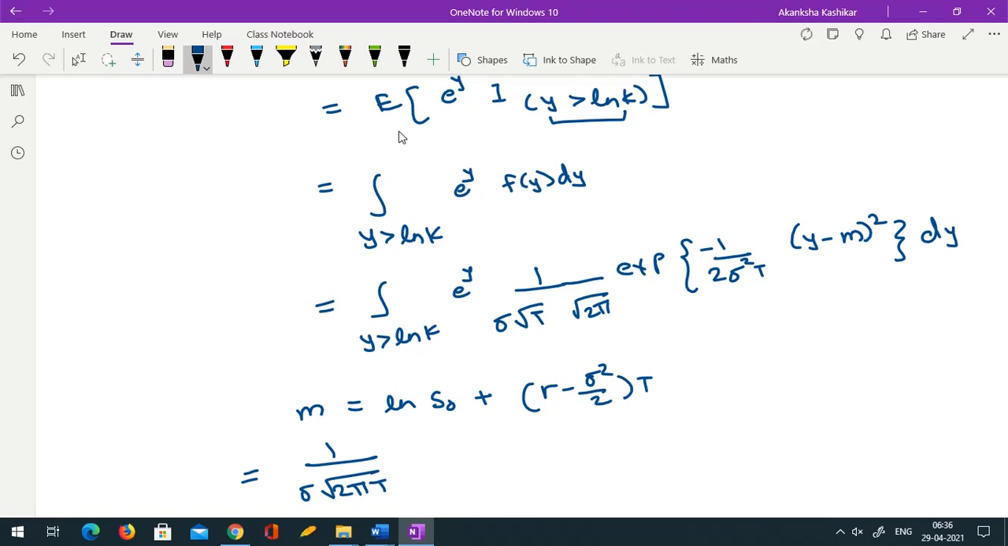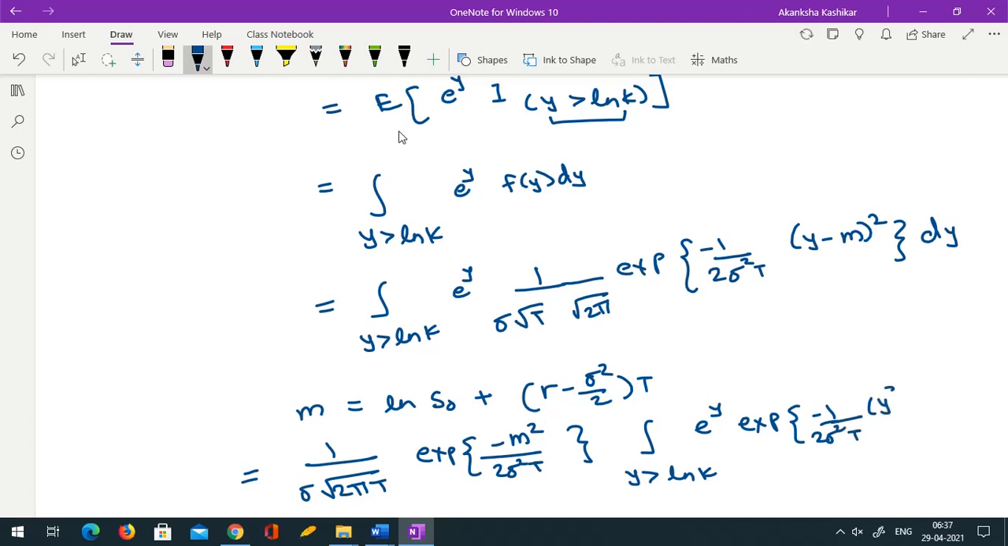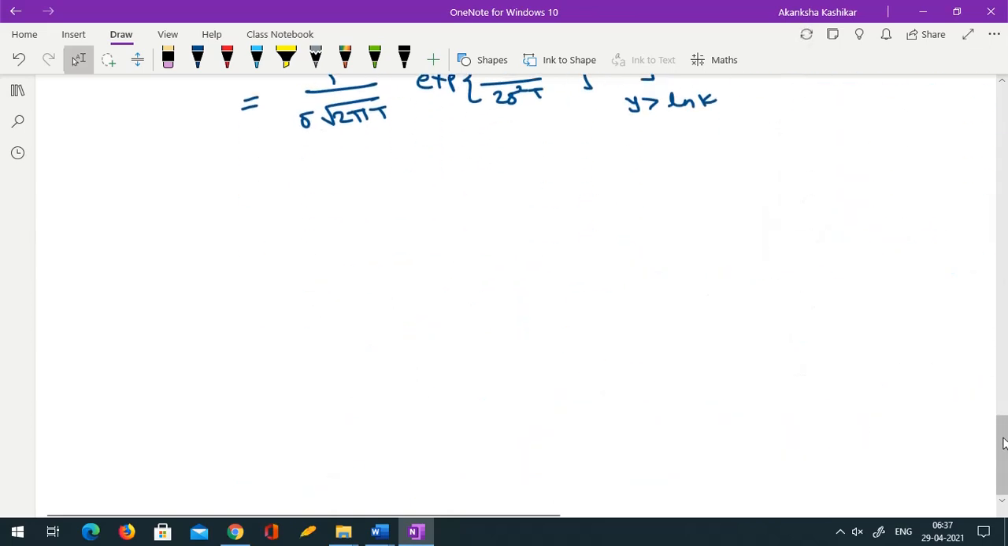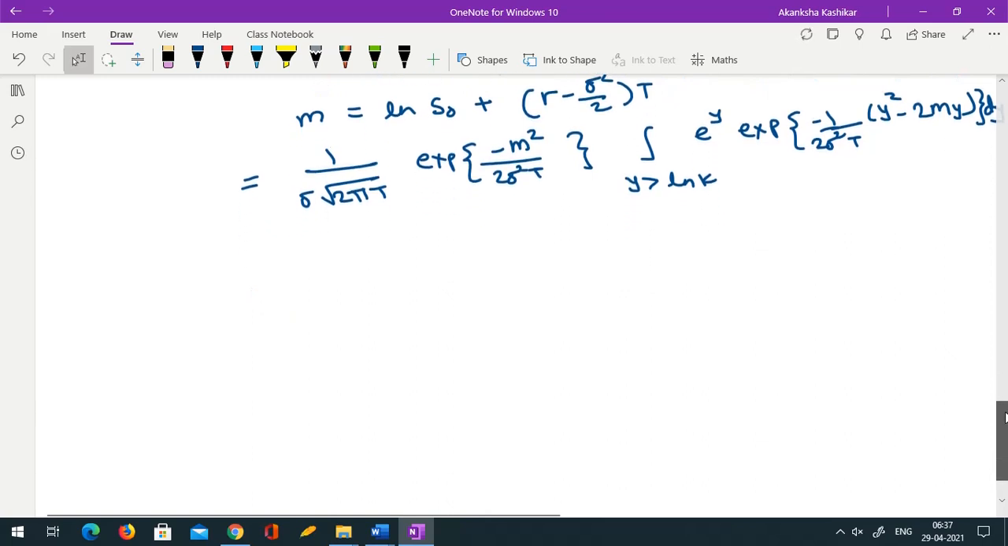Now we have to expand the whole square, and the last term would be free from Y, so it's a constant, so it can come outside. So I will have e raised to minus, okay, so inside the bracket this would be plus m squared, and with minus sign, so this would become minus m squared upon 2 sigma squared T. Inside the integral I still have e raised to Y and then e raised to minus 1 by 2 sigma squared T times Y squared minus 2mY, dY. Is it okay? Everyone with me so far? Okay, the expressions seem long, but we are not doing anything very extraordinary. We are just writing down the PDF of the normal distribution and doing some rearrangements.